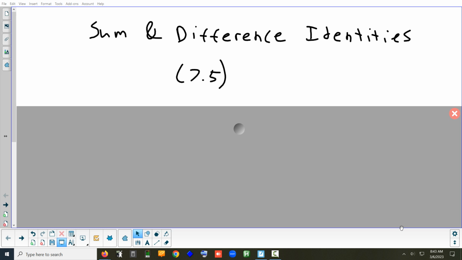Okay, so we're going to start off by looking at section 7.5, which is on sum and difference identities. Now, 7.4 was on identities as well. What we're going to do with identities this time isn't as abstract as 7.4. Like 7.4 had no calculations at all. We're going to have some calculations in this section where we have to find an answer, a number. So it's a little more concrete.